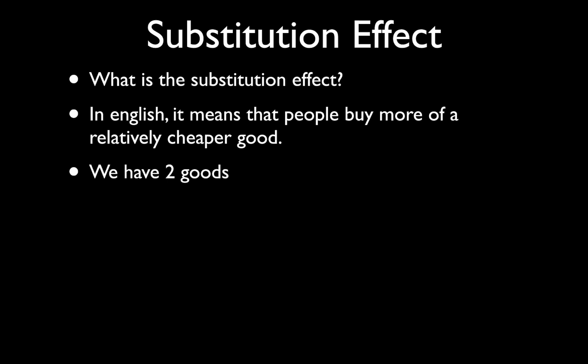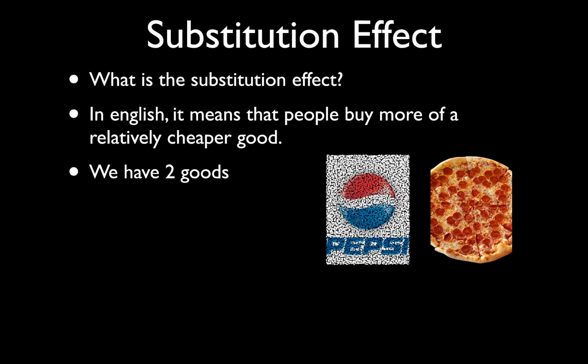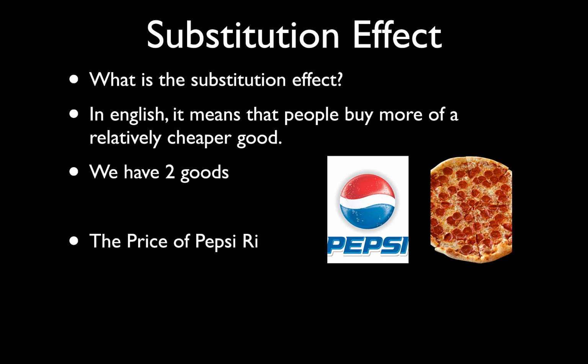So let's have a look here. We've got two goods. What are they? Pepsi and pizza. Now, I think you would agree that they are not substitute goods. That's the first thing that I want you to understand. They're not substitute goods. Now all we're going to say here is the price of Pepsi rises. That's all I'm going to say.